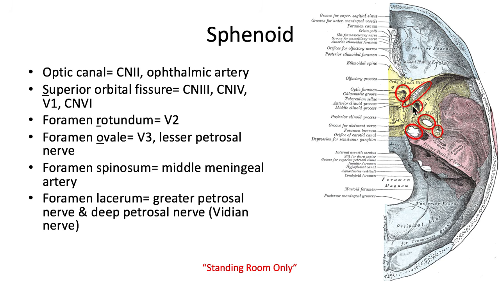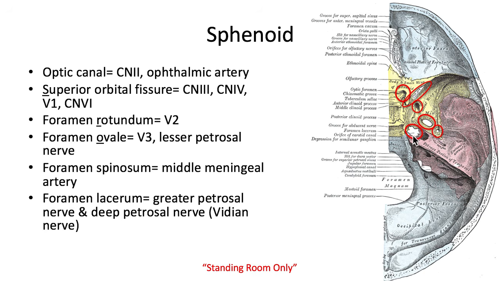If we go back to this hole here, this one's called the foramen rotundum, a nice round hole that transmits V2. If we go back to this one, this oval shaped hole, that's the foramen ovale. This one transmits V3 and the lesser petrosal nerve. This small little hole there is called foramen spinosum. This one transmits the middle meningeal artery.